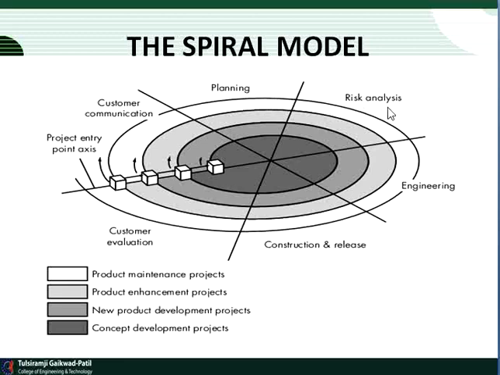After that, risk analysis. In this phase we decide and determine the risk analysis and management: what we are going to implement, how we can remove the risk, and how we can handle the risks which occur in the software implementation process. After that, engineering: we finalize the technology which we are going to use for the software implementation process in the spiral model.